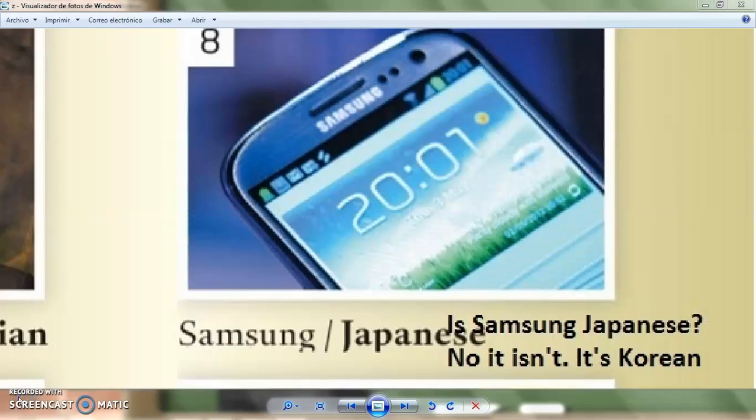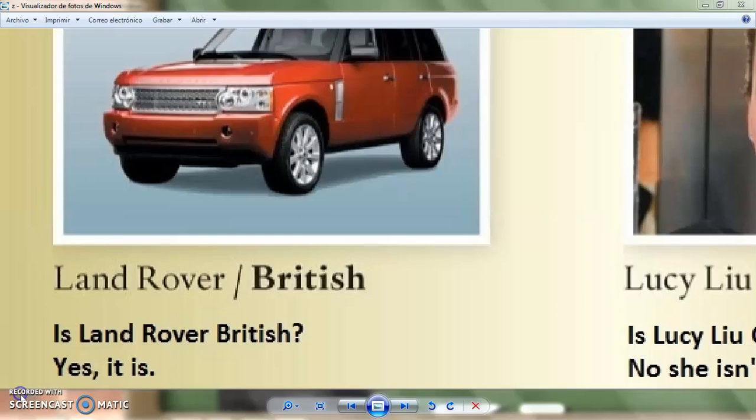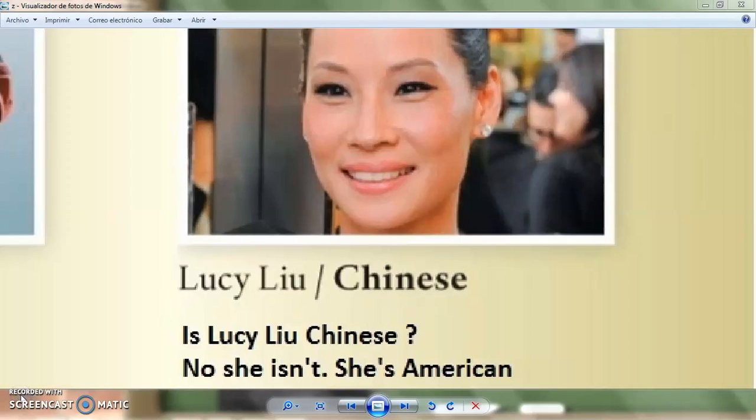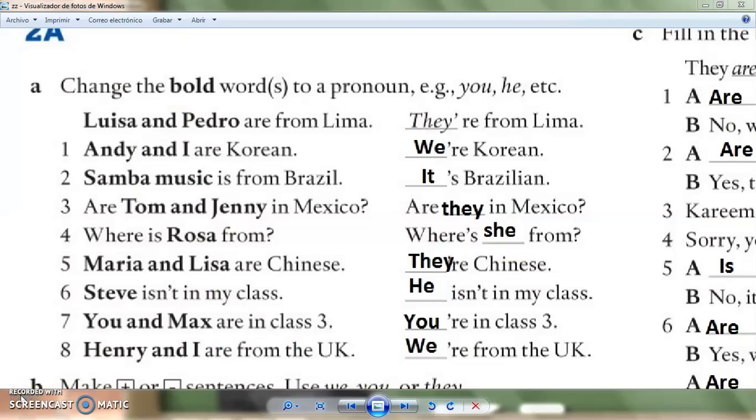Is Samsung Japanese? No, it isn't. It's Korean. Is Land Rover British? Yes, it is. Is Lucy Liu Chinese? No, she isn't. She's American. We're not going to say, are Lucy Liu Chinese, because are will not belong here, okay? We use is. Now the answers for the last part.